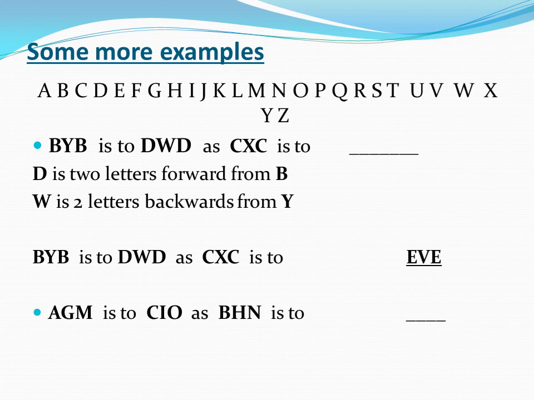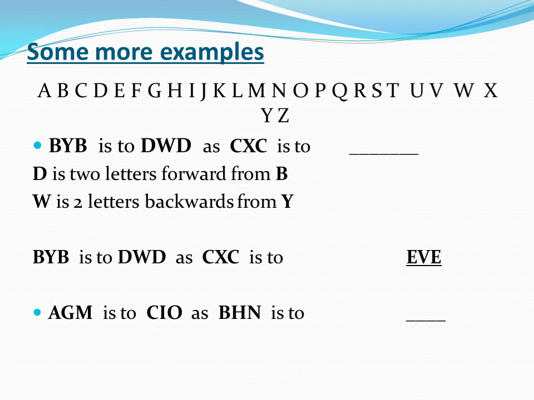Let's take another example. AGM is to CIO as BHN is to. You can pause your video and find the answer and come back and check it. Or if you want, you can see how I solve this and then in your own time, you can use the same method and solve some questions. So C is 2 letters forward from A, I is again 2 letters forward from G, and the same pattern is followed by M and O, where O is 2 letters forward from M. So this is a very, very simple example.